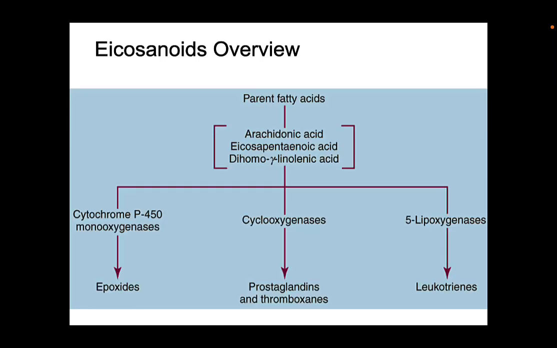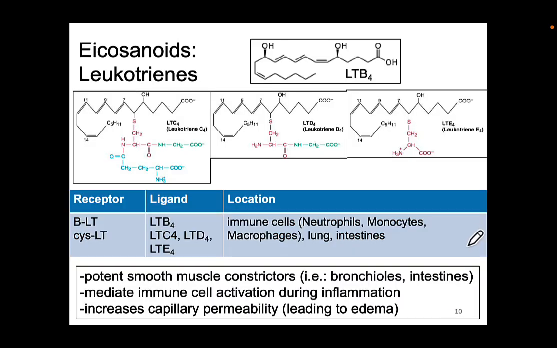Now let's shift gears to other clinically important classes of eicosanoids, namely the leukotrienes. The major type of leukotrienes are the B-type, which bind to the B-type leukotriene receptor, or BLT. This is the receptor for LTB4. There are other types of leukotrienes known as LTC4, LTD4, and LTE4. These all bind to the cysteinyl leukotriene receptor.